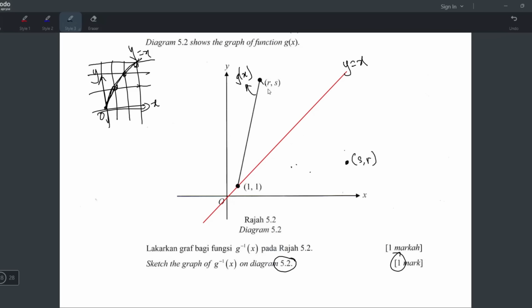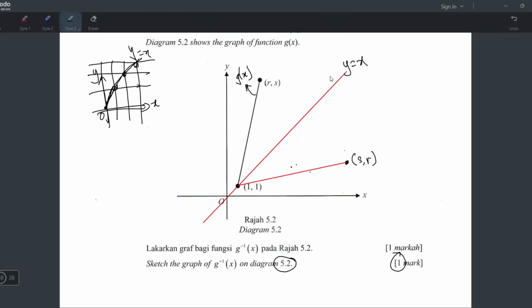If you join the point from (R, S) to (S, R), this line will be 90 degrees to y equals x, and the distance here and the distance here must be the same length. When you do reflection, that is always the case: the distance from the object to the line and from the image to the line must always be equal. But I will erase this dotted line. I don't think you have to show this. You just put a dot here, label this, and draw a line, and that's it. So you can see this is the reflection using this line.